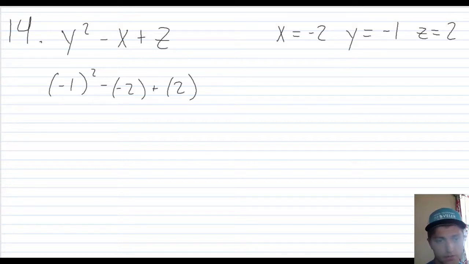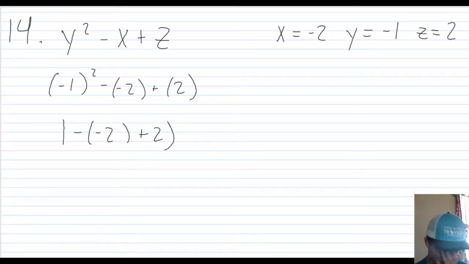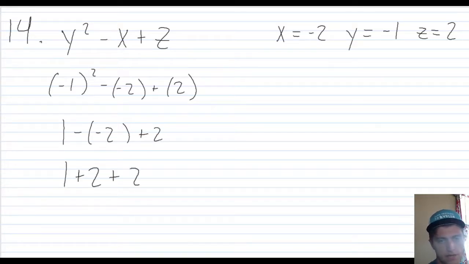PEMDAS, exponents first. We've got -1 times -1, or -1 multiplied by itself twice, which is -1 times -1. Two negatives make a positive. We just got 1. Rewrite everything we didn't touch. Oops. That's okay. We can drop those parentheses. We've got a negative touching a negative, which is the same as distribution right there. So we can treat this as -1 times -2, which just gives us +2. And then we've got 1 plus 2 plus 2, which just gives us 5.